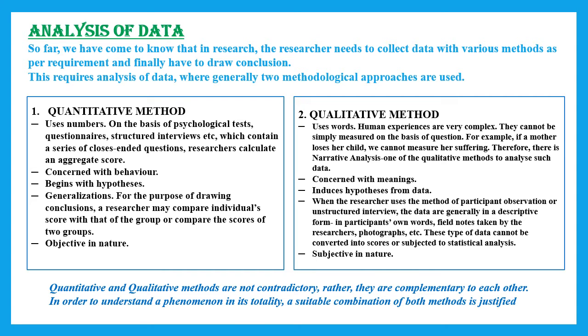Okay? But quantitative and qualitative methods are not contradictory. Rather, they are complementary to each other. So in order to understand a phenomenon in its totality, a suitable combination of both methods is justified. Of course, we cannot say that we can use only the quantitative method or only the qualitative method. In very rare cases, only one method is used, but in most of the cases, there is a combination of quantitative as well as qualitative method together in order to justify and reach a conclusion.